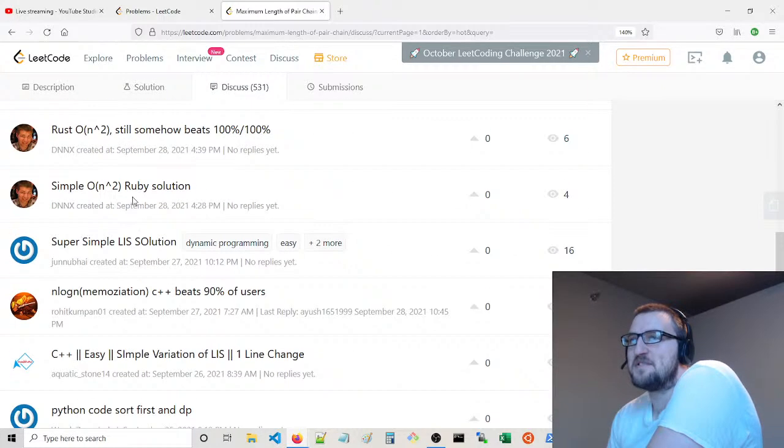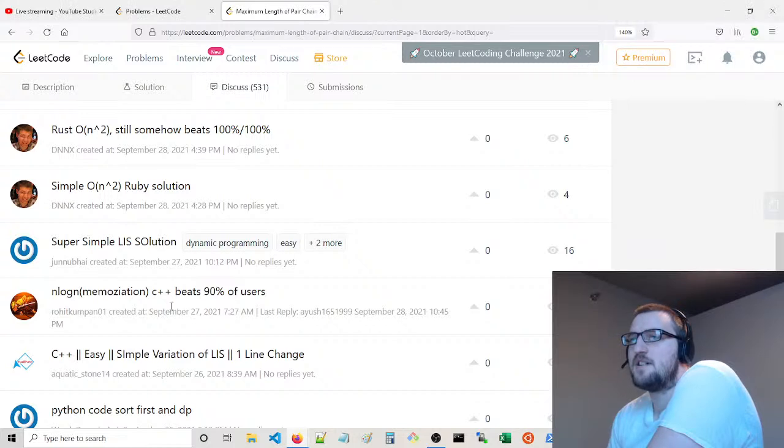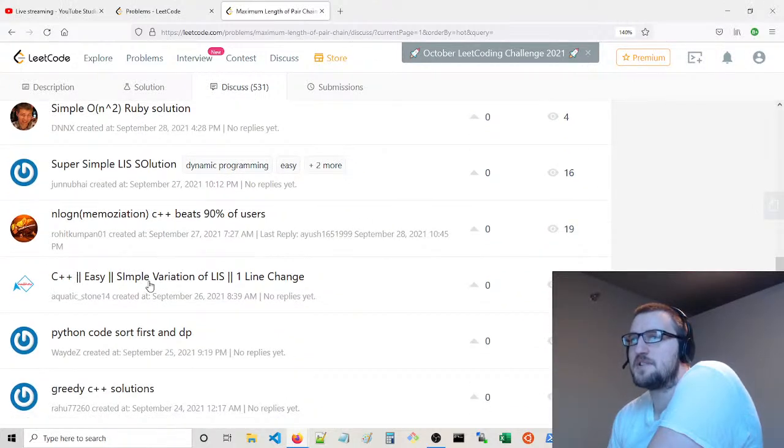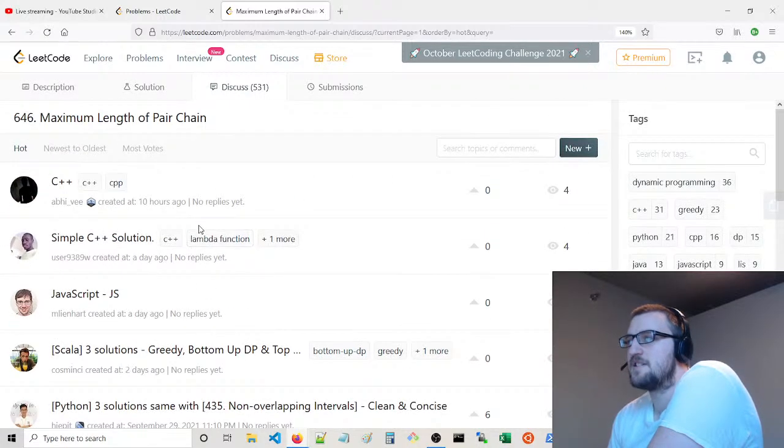Nice, super simple, longest increasing subsequence solution. You know, I thought maybe that'd be the case. I don't know, man. Variation of the longest increasing subsequence, one line change. Yeah, man, I don't know. Alright, sure. They said it was easy. Alright, it took me a while. I didn't get it. Didn't get those.